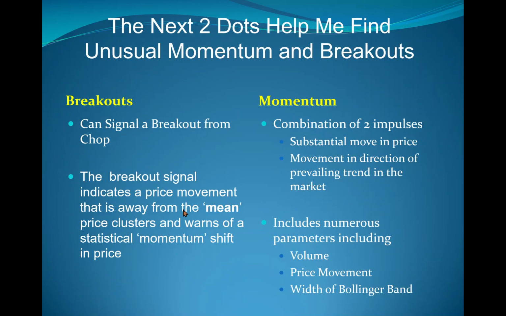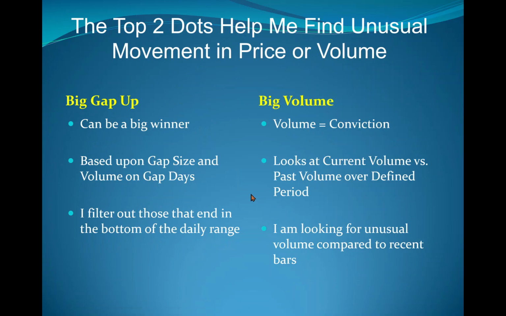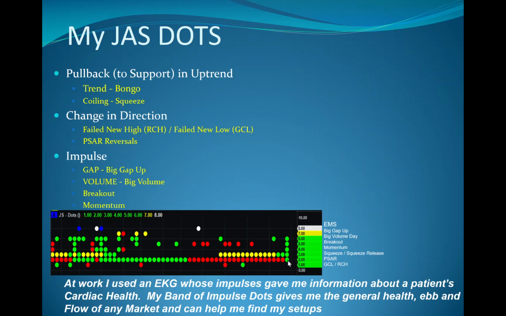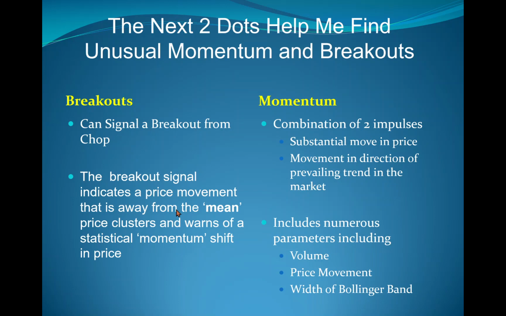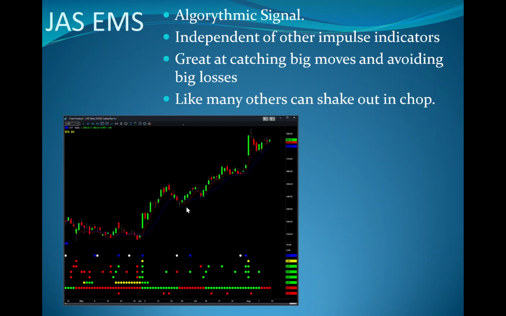And breakout, this is a special breakout signal that looks for movement away from the mean price clusters and giving me a warning of a statistical momentum shift in price. And lastly is momentum, which I've combined a couple of momentum indicators that I've used for years, and I found that when they're both firing in the same direction, it's a more meaningful signal. When I see multiple momentum dots in a row, I pay special attention. So these are the same dots in WealthCharts, TradingView, and in TradeStation.